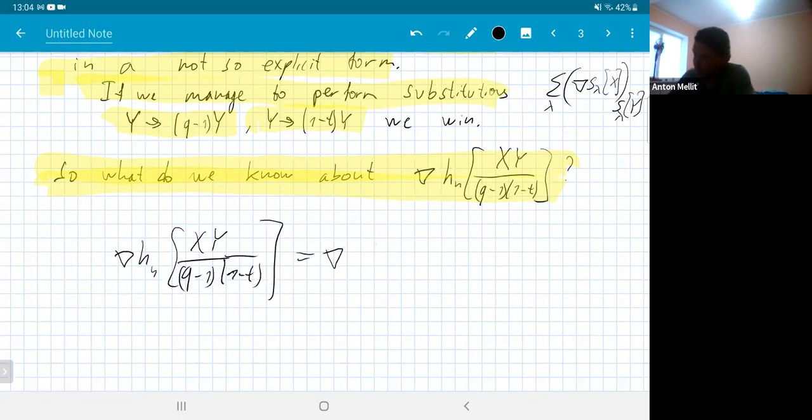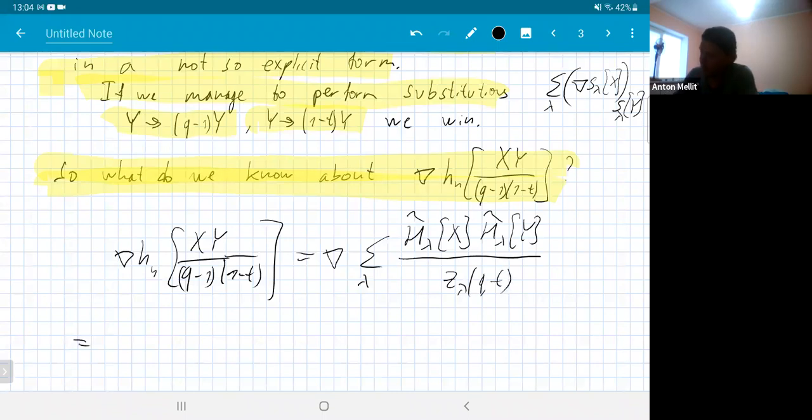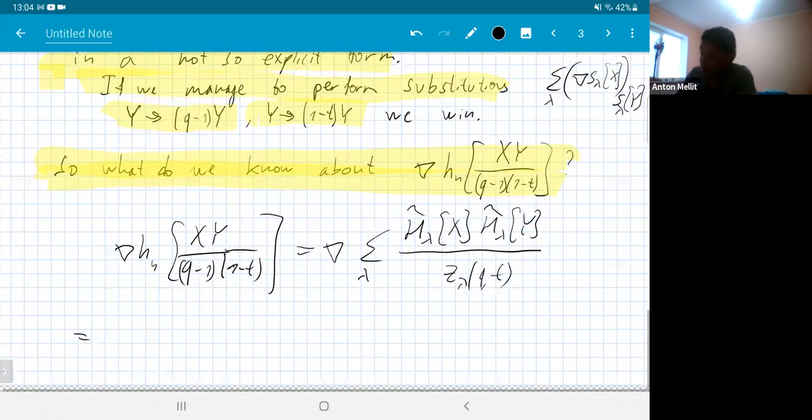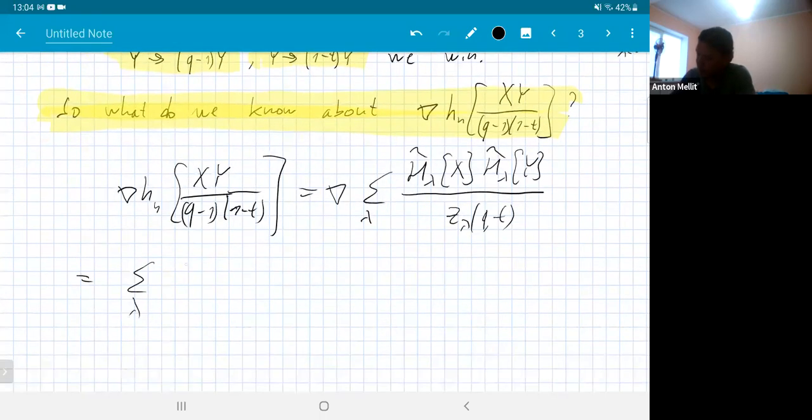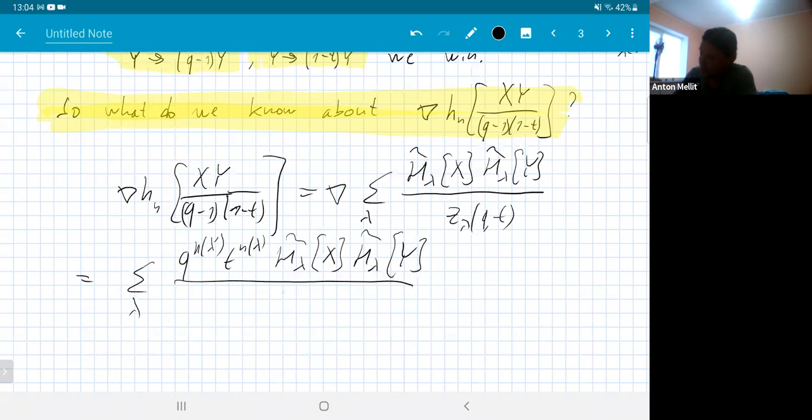You write it as Nabla of the sum over lambda, by the Cauchy formula that I have: Macdonald polynomial on x, Macdonald polynomial on y, over z lambda qt, right? Now we need to apply Nabla to the Macdonald polynomial, but this is from the definition. We know that this is q to some n of lambda prime, t to n lambda, H lambda of x, H lambda of y over z lambda.